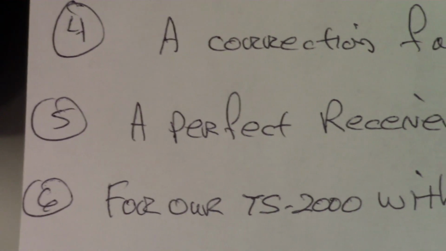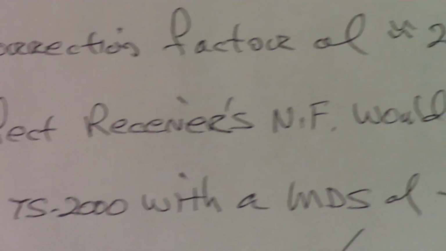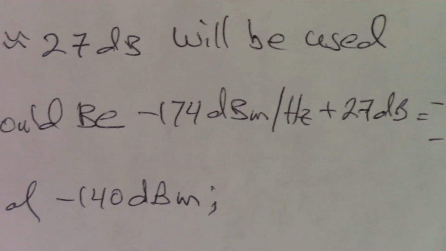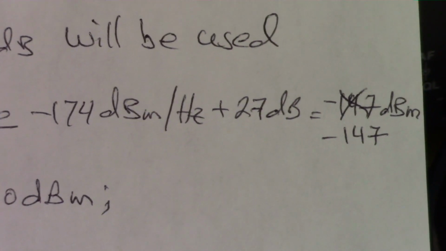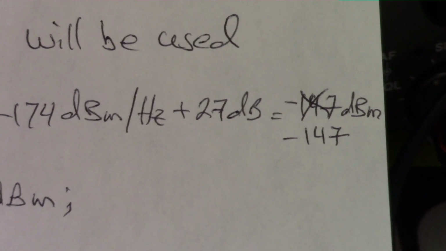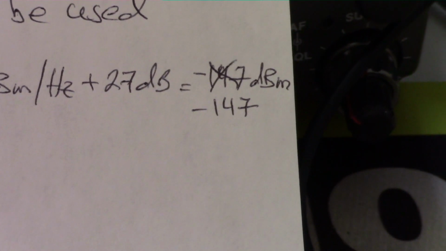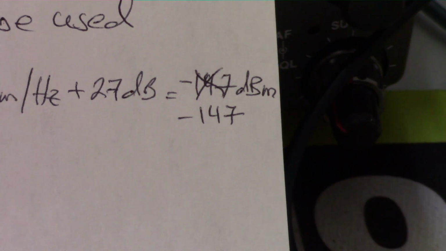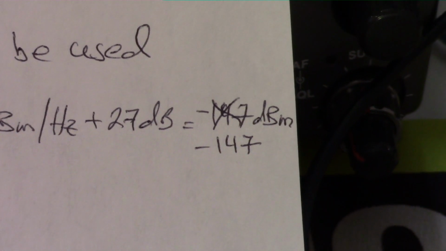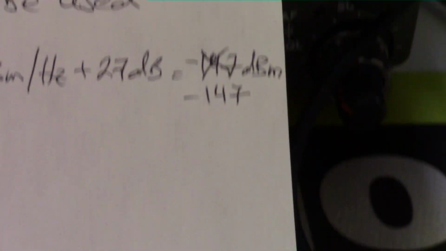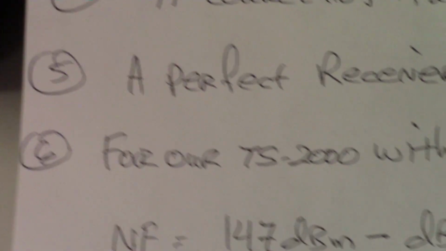So a correction factor of approximately 27 dB will be used in these calculations. Next point, number 5. A perfect receiver's noise figure would be -174 dBm per Hertz plus the 27 dB, because it's 500 Hertz bandwidth. That comes out to -147 dBm. I tried to squeeze it in up above there. 147 didn't look too good, so I just rewrote it. It's -147 dBm. Alright, that's step number 5. Number 6.